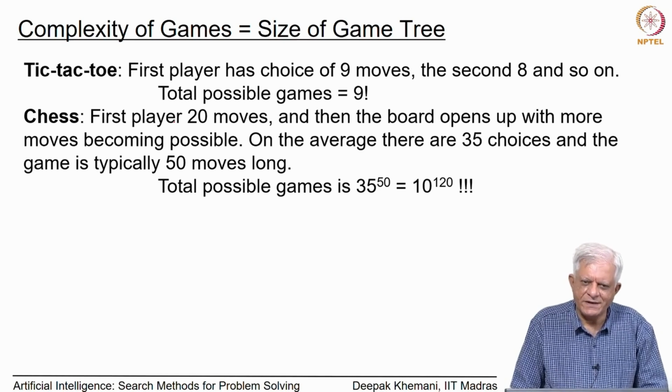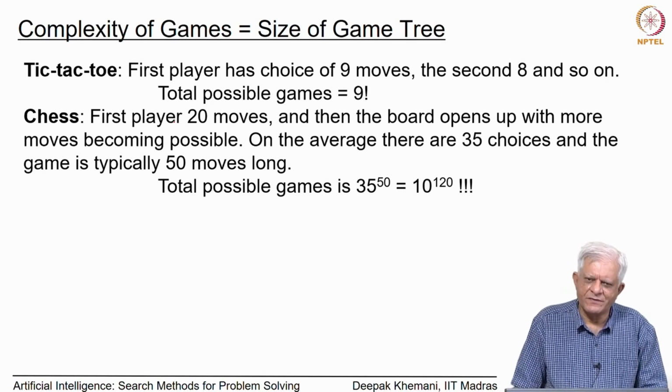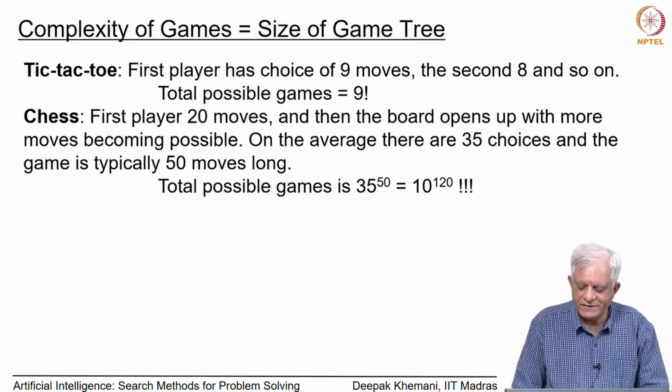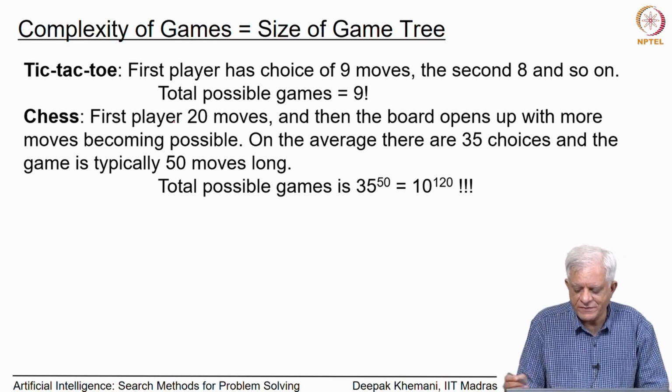Then towards the end game, when the number of pieces starts declining because many captures are taking place, the branching factor again goes down a little bit. It has been estimated that on the average, the branching factor in the game of chess is 35.